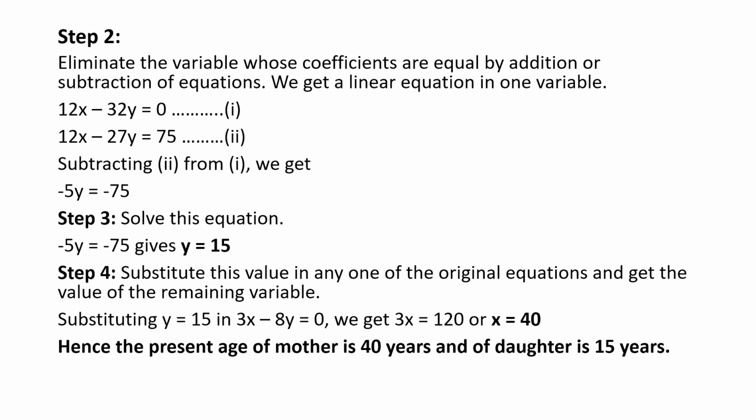So we have made the coefficients equal for one of the variables and then we are subtracting the equations. Hence we get the value of one of the variables, which is y is equal to 15. Now simply in the fourth step we substitute this value in any one of the original equations and get the value of the remaining variable. Substituting y is equal to 15 in 3x minus 8y is equal to 0, we get x is equal to 40. So the solution is the present age of mother is 40 years and that of daughter is 15 years. But remember, this is a good method and it is used most of the times.